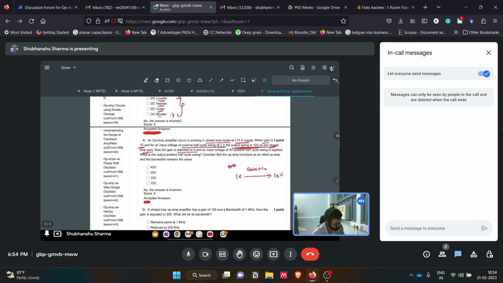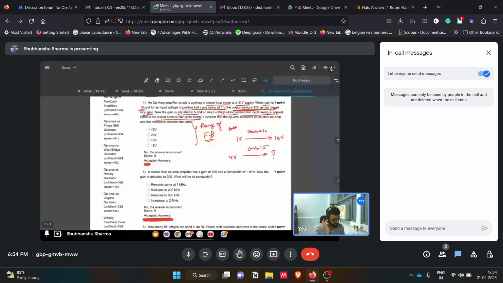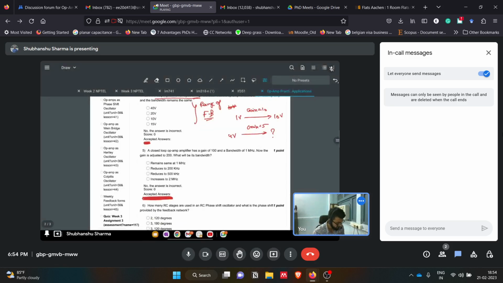Now the gain is adjusted to 5, and the input voltage is 4 volts now. What is the output positive half cycle swing? They just want to know what will be the positive half cycle swing. I'll just say here, keep in mind the concept of range of feedbacks. That will be enough to solve this question. Then we'll move to the next question.